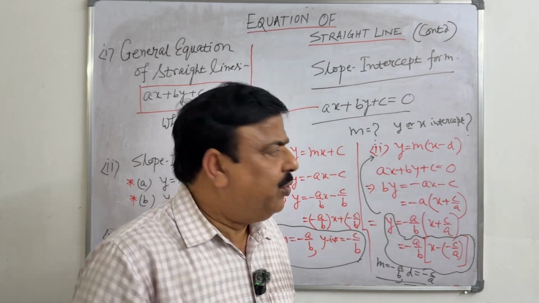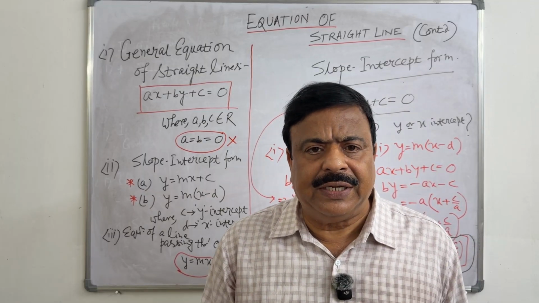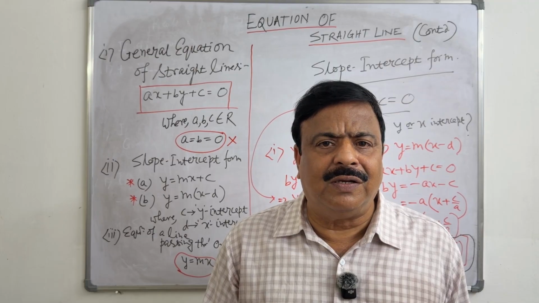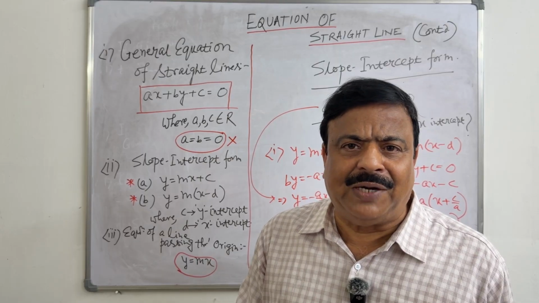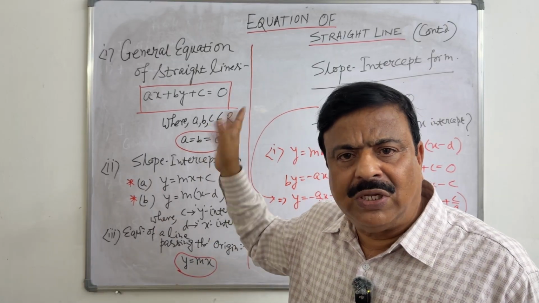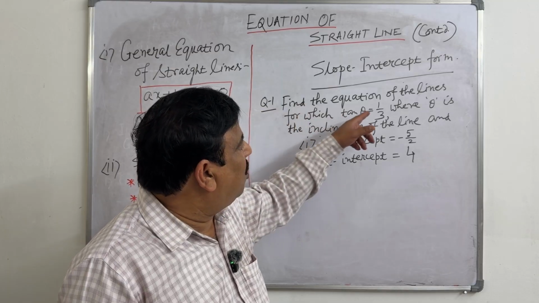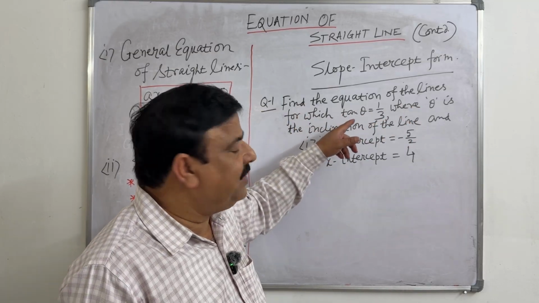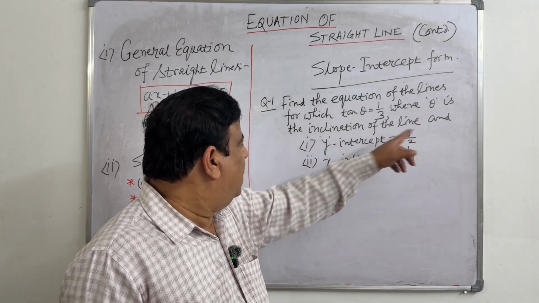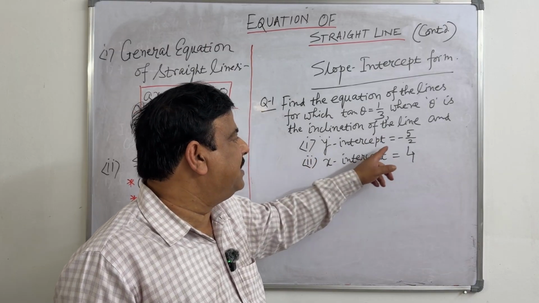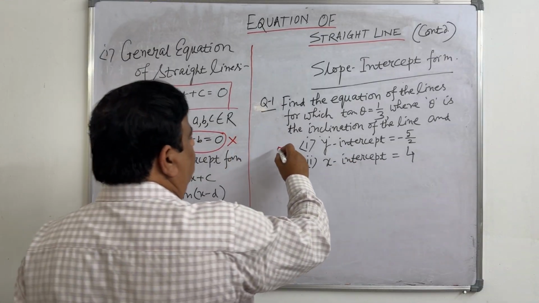Okay? Let us see how we can solve some problems related to this concept you have just learned. Until and unless you are solving various types of problems using any concept, the concept cannot be clear. Let's see how different problems are solved using these formulas you have learned till now. So this is your first problem. Find the equation of the lines for which tan theta is equal to 1 by 3, where theta is the inclination of the line, and given y-intercept is equal to minus 5 by 2 and x-intercept is equal to 4. Okay. So first we will solve this problem.